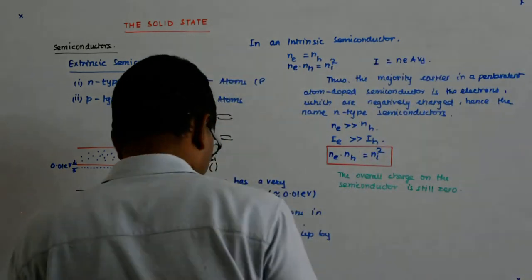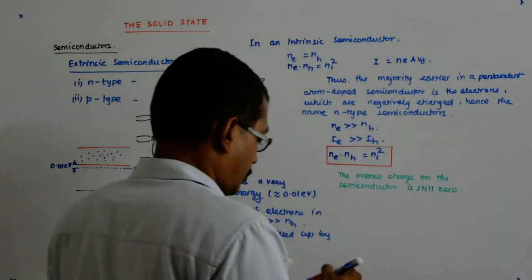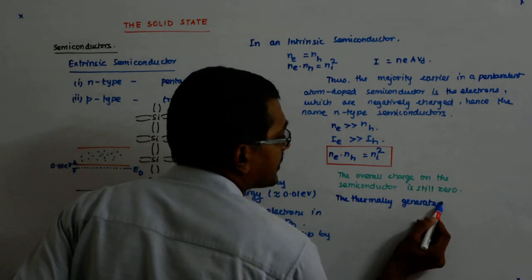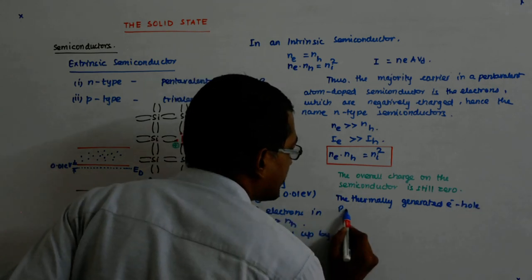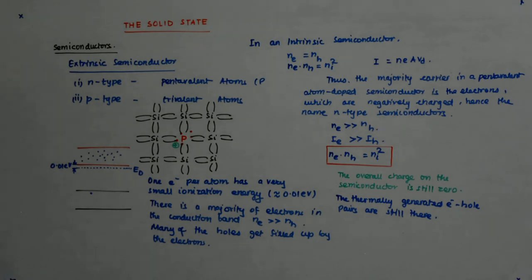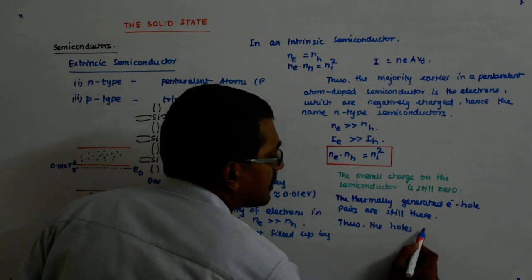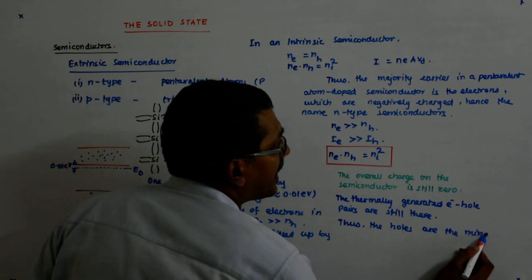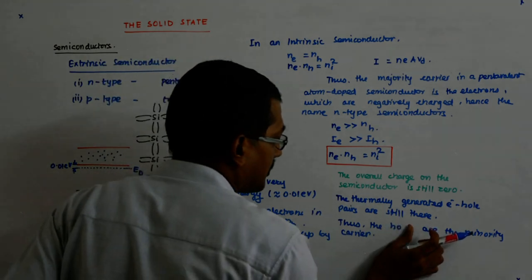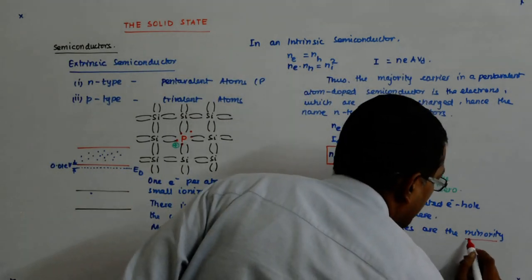Now I'd like to highlight one more thing. Once this has happened, it does not mean that the thermally generated electron hole pairs are not there. Holes are still there. The thermally generated electron hole pairs are still there. You should not lose sight of that, okay, because that will come in handy. Therefore, the holes are the minority carrier. You should not lose sight of that. They are still there. They are still helping in conduction. They are the minority carrier.